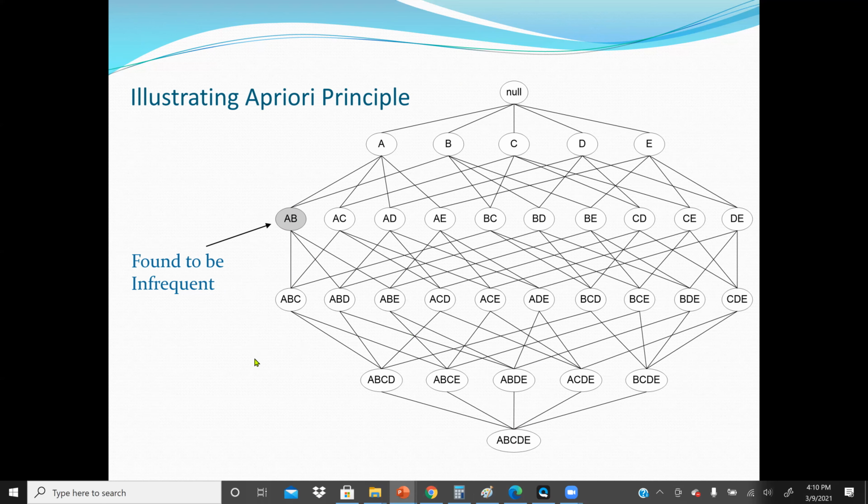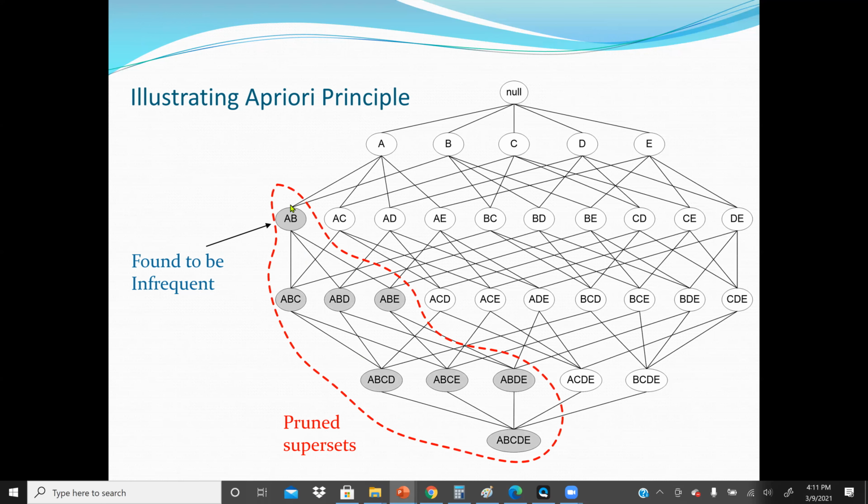But if we are not using Apriori, then we need to generate all the possible rules for all the items here. So here, for example, we say AB is infrequent. You can see that all the supersets of AB, which are ABC, ABD, ABE, and so on, will be pruned, because AB is a subset of all of them. So if AB is infrequent, then all its supersets will also be infrequent. And this is the Apriori principle.